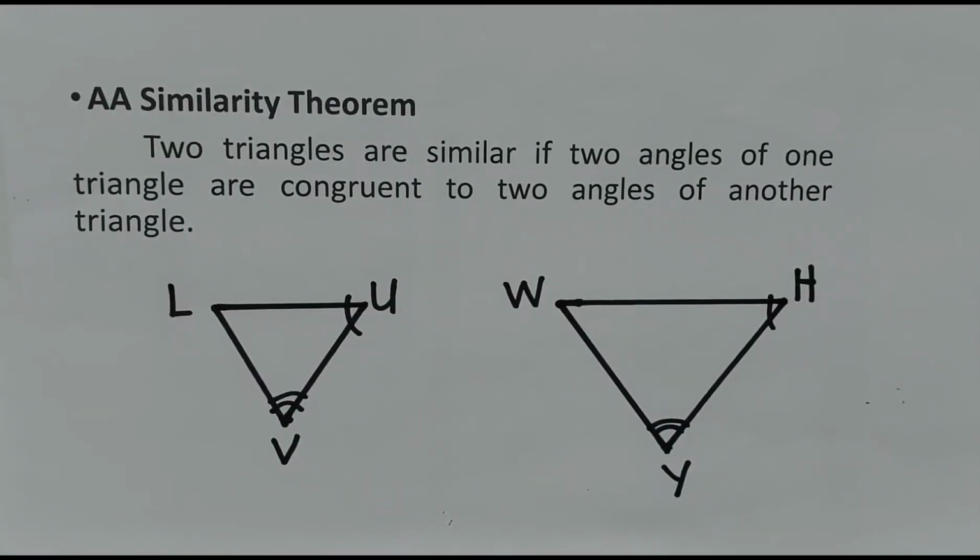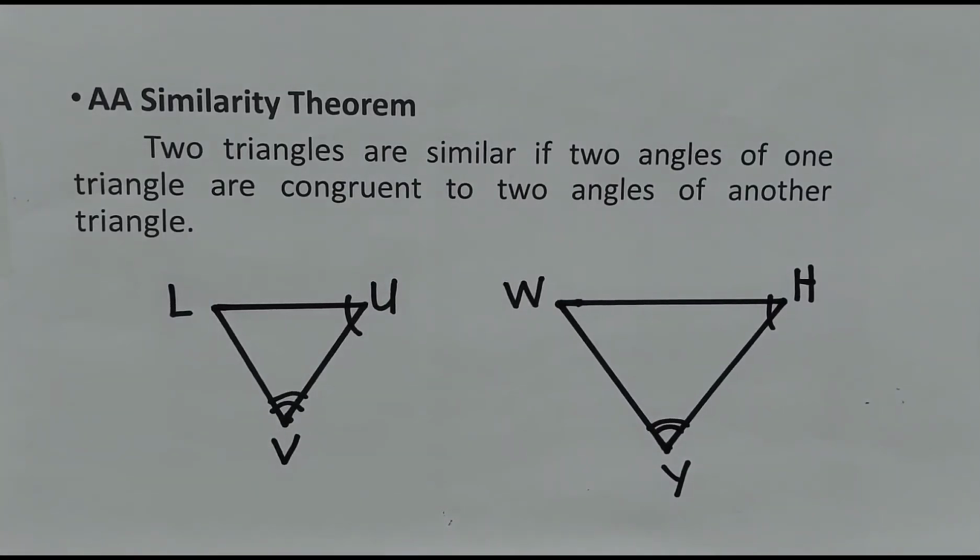And we have here the AA similarity theorem, which states that two triangles are similar if two angles of one triangle are congruent to two angles of another triangle. Now we have here triangle LUV and triangle WHY. Now we are going to identify the angles that are congruent for us to say that the two triangles are really similar. Again, I will not show you the proving, but we're going to identify the parts that show congruency.